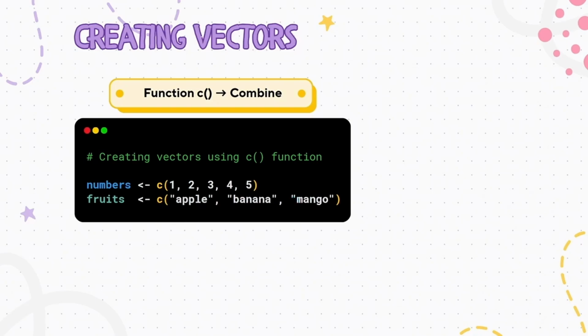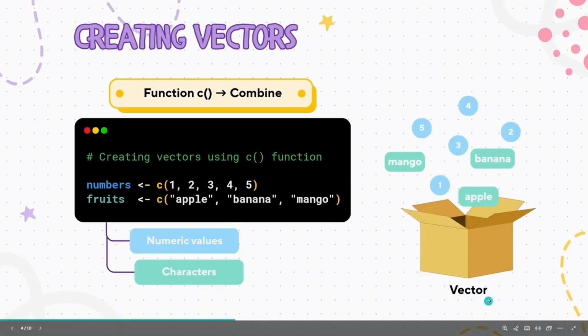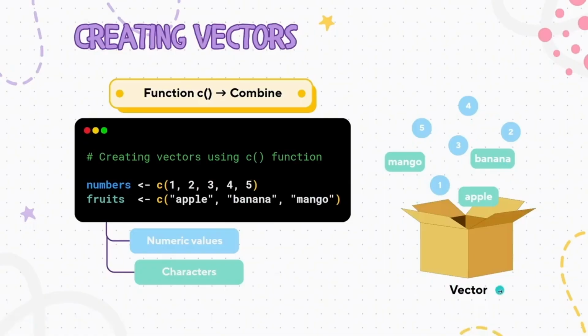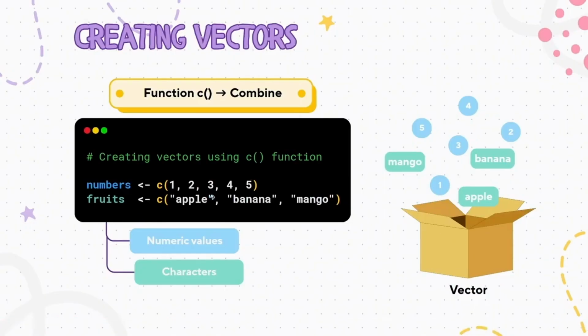Now, like I said, these are some examples of vectors that hold both numeric values and character values. So, it's like dropping a bunch of values into a box that is a vector. In the first case, we are dropping 1, 2, 3, 4, 5 into our vector, and in our next case, we are dropping apple, mango, and banana into our vector that is fruits. So, I hope you understand how we can create vectors.